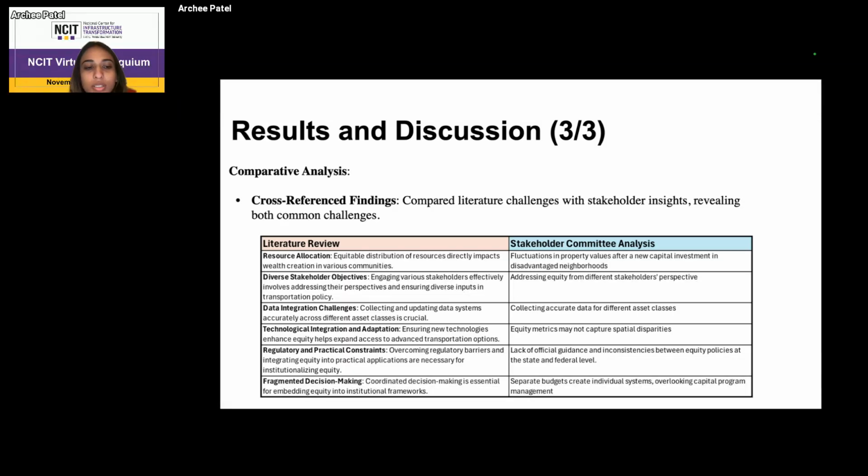Another challenge here is variation in regional priorities. While federal guidelines provide a broad framework, each state and region faces unique socio-economic factors that define how equity is perceived and addressed. For example, a state highway agency in an urban area may prioritize public transit equity, while a rural state highway agency may focus on equitable access to road maintenance.